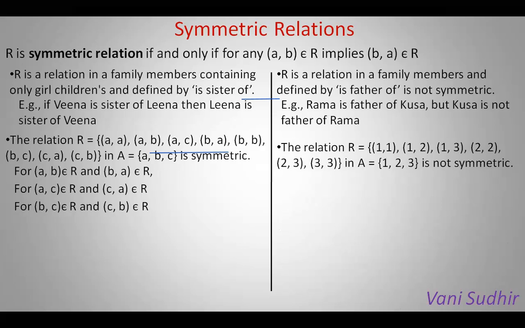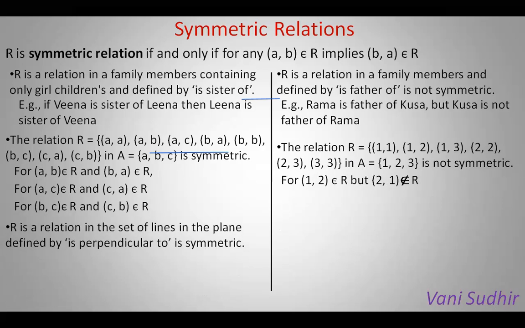In the last slide, I took the "is less than or equal to" relation. I'll check now whether it is symmetric or not. If you take (1, 2), it is there in this relation. Check whether (2, 1) is there. It is not there in this relation, so (2, 1) does not belong to R. When 1 is related to 2, 2 is not related to 1. Therefore, it is not a symmetric relation.